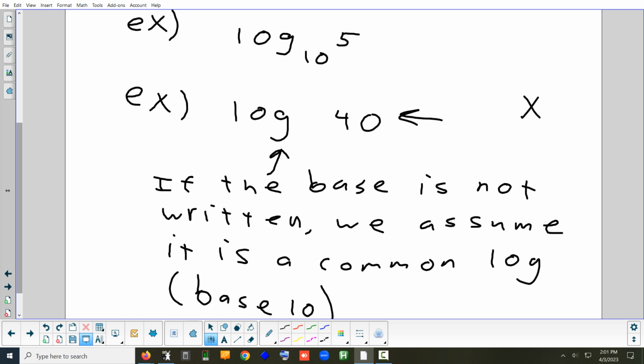Okay, so two special logs. Natural log. What's the base on a natural log? E. And common log. What's the base on that? 10. Those are the only two that have special names.